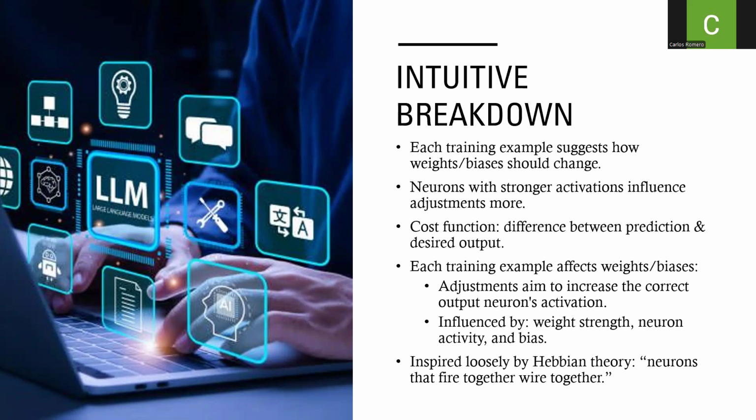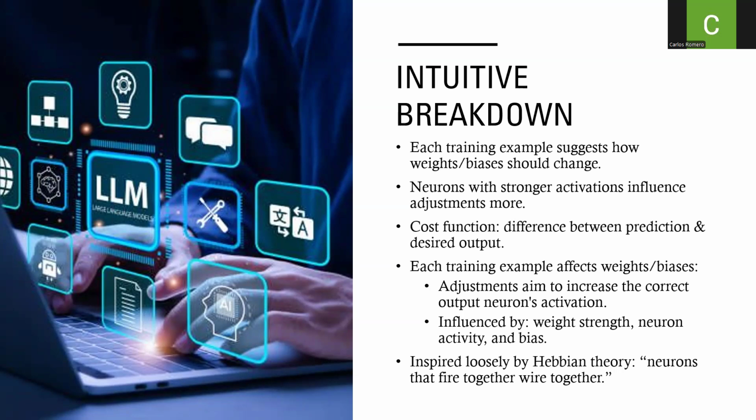So, and what is a cost function? It's the difference between prediction and desired output. Each training example affects weights and biases, right? Adjustments aim to increase the correct output of the neuron's activation, right? So we want it to be as correct as possible. Influenced by weight strength, neuron activity, and biases.